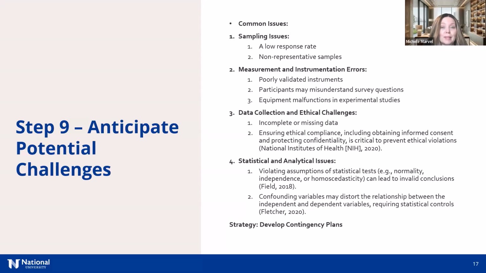Like if you're doing a survey and they're not able to complete it for some reason, that can happen. Statistical and analytical problems. Your data may not always behave the way that the textbook says it should. You may have to transform data. There might be those confounding variables that we talk about. So what can you do about it?